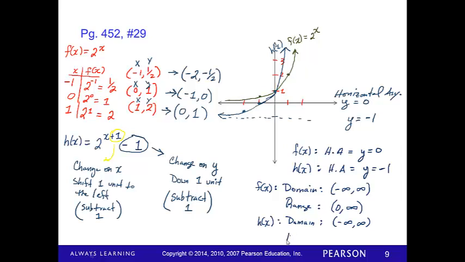And what about the range of h of x? Again, we need a place to start. How far do we go? We go to negative 1. We never touch it, so we can't include it. And we go where? Off to infinity as well. And that completes that problem.